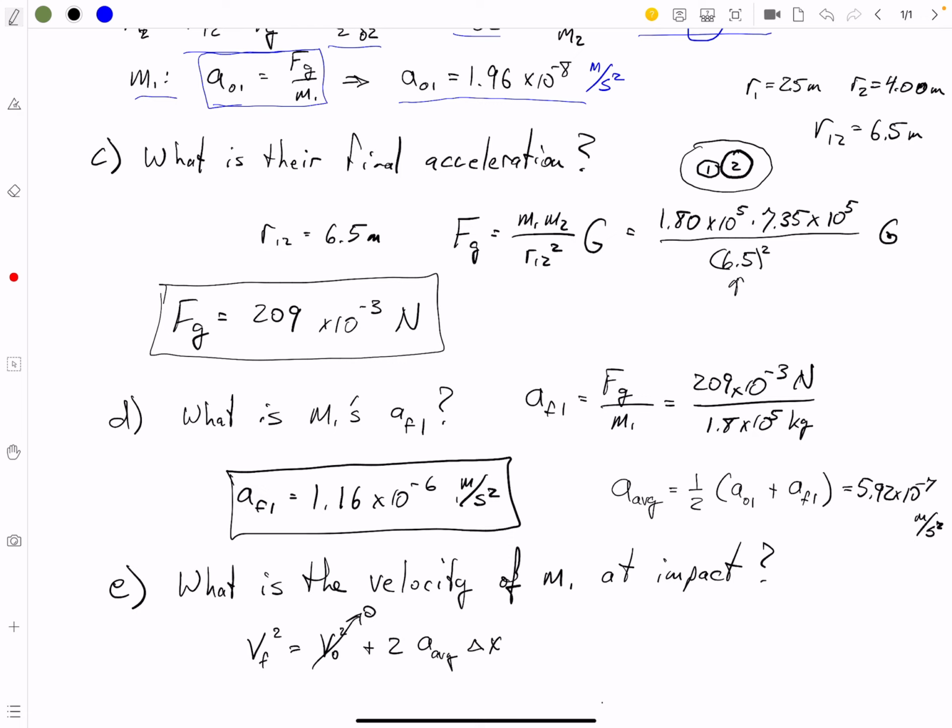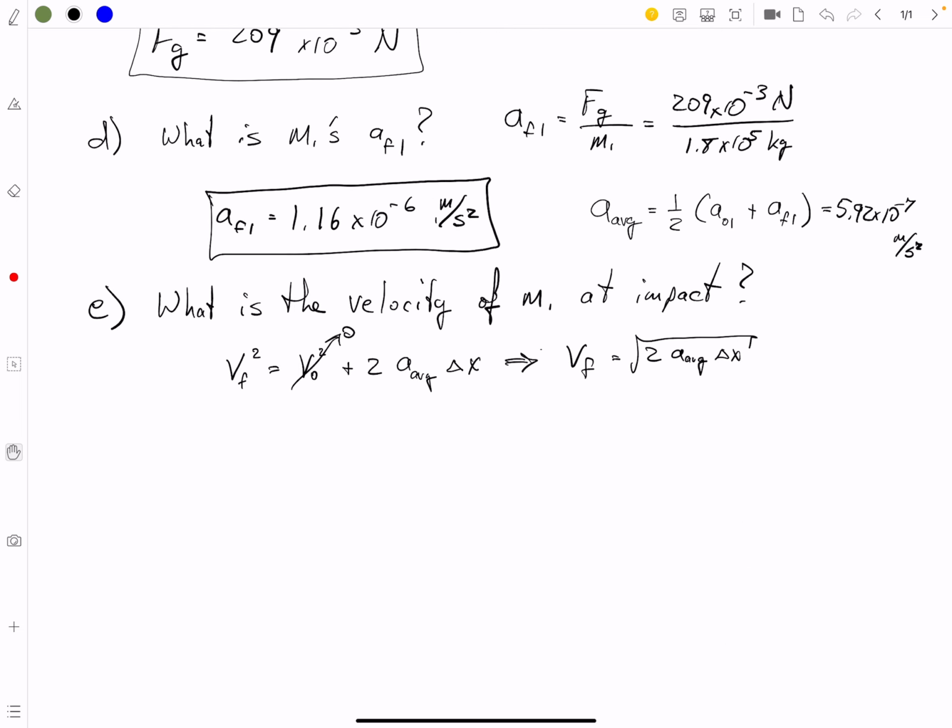So we've got a 0 there. So really, that equation turns into V final squared is equal to 2 times A average times delta X. And we're going to be taking the square root of it. So V final is 2 times 5.92 times 10 to the minus 7, and we're multiplying by our delta x.